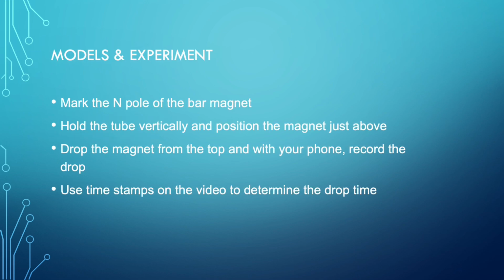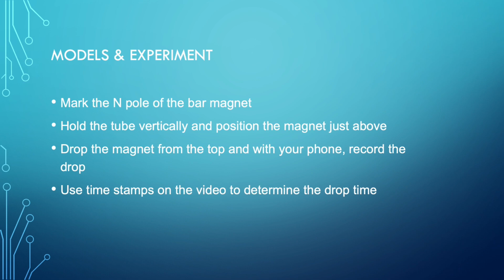So, starting with our procedure, first thing we did was mark the North Pole on the bar magnet, and then we held the tube vertically and positioned the magnet just above the tube, and then positioned our phone in a manner so that we can see both the top and the bottom of the tube. We dropped the magnet and recorded, using timestamps on the video.